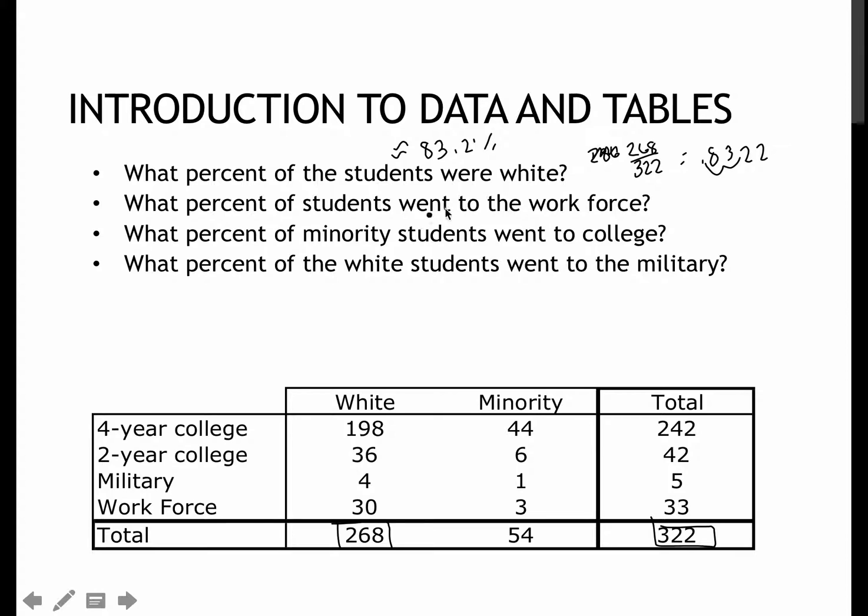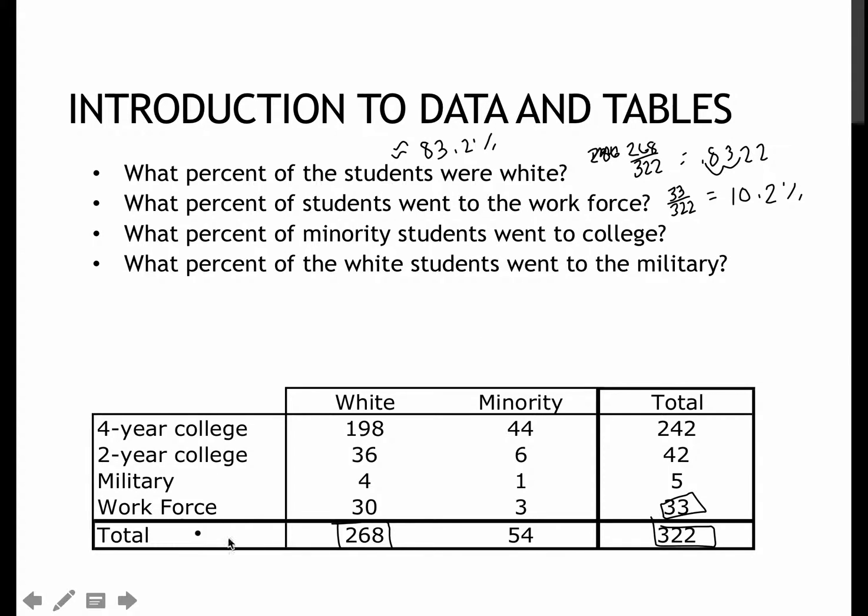What percent of students went to the workforce? So the workforce, obviously we have 33 out of a total of 322. So just as I did here, I'm going to take 33 divided by 322. This time I'm going to turn it straight into a percent. So 33 divided by 322 gives me 0.10248, etc. I'm going to round that to the nearest tenth, so 10.2%.